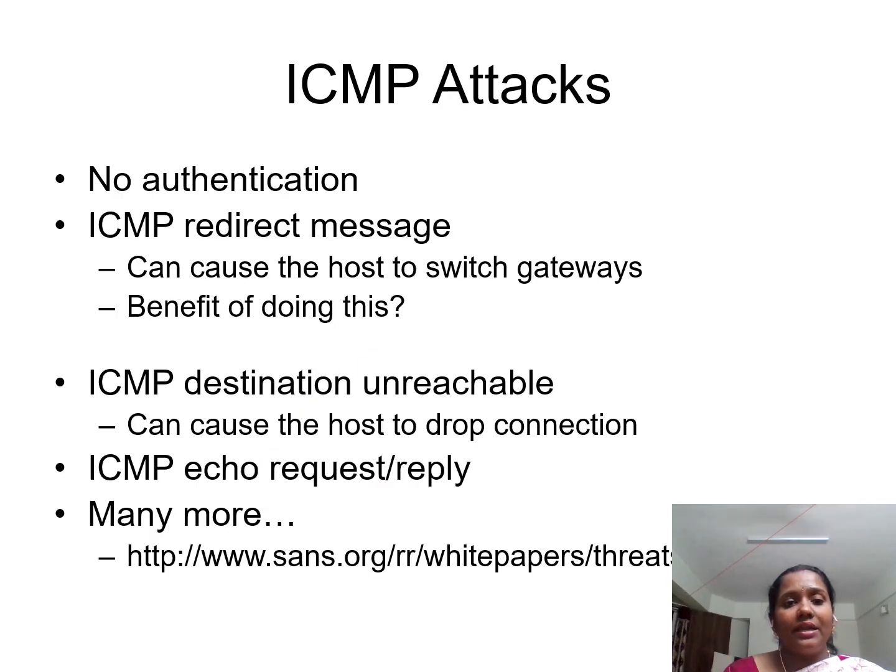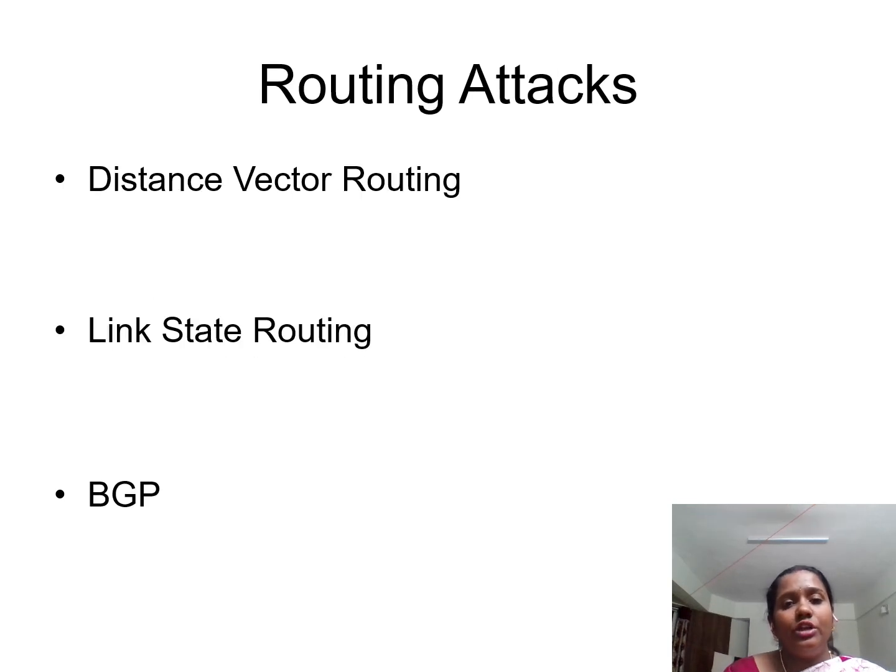And the ICMP attacks have several types: no authentication, ICMP redirect messages, ICMP destination unreachable, ICMP echo request, and many more. An ICMP redirect message can cause the host to switch gateways. An ICMP destination unreachable can cause the host to drop connections, and ICMP echo requests are used for request and reply. The man in the middle attack is like ICMP redirecting messages, where sniffing techniques are used.